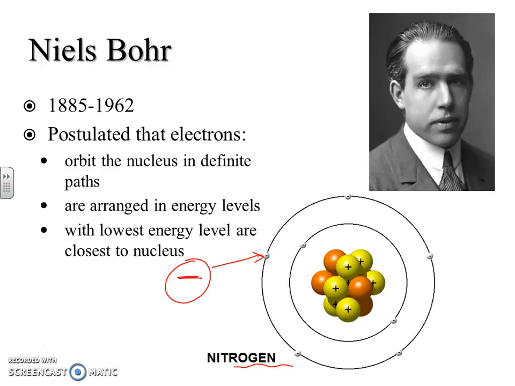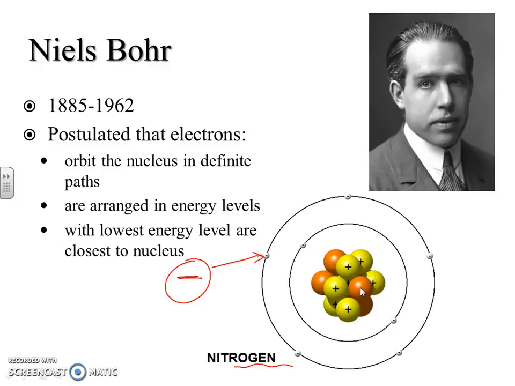Niels Bohr came around and he said, I don't think electrons just float around. I think electrons are in these orbits, okay? These orbits that are around the nucleus, and he called them energy levels. So he kind of said the same way the planets orbit the sun is exactly what electrons do to the nucleus. And at this time, a guy named James Chadwick had already discovered the neutrons.